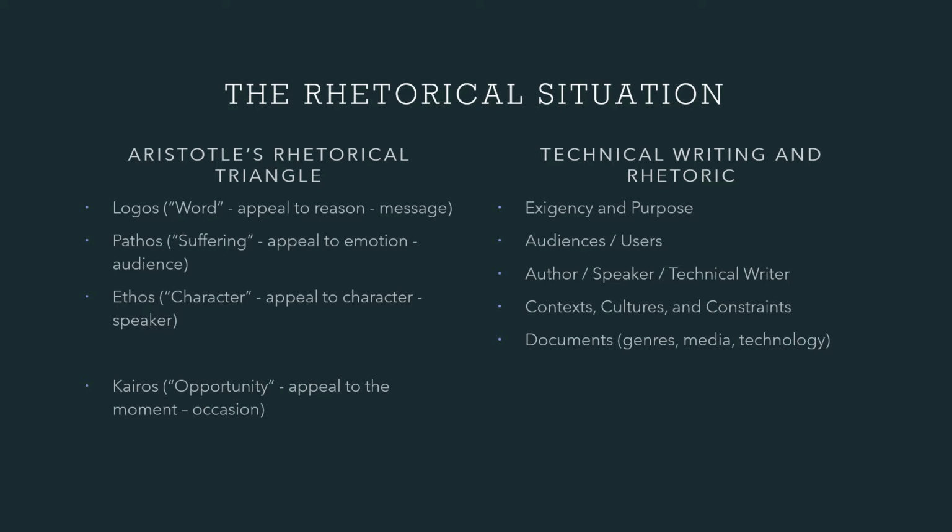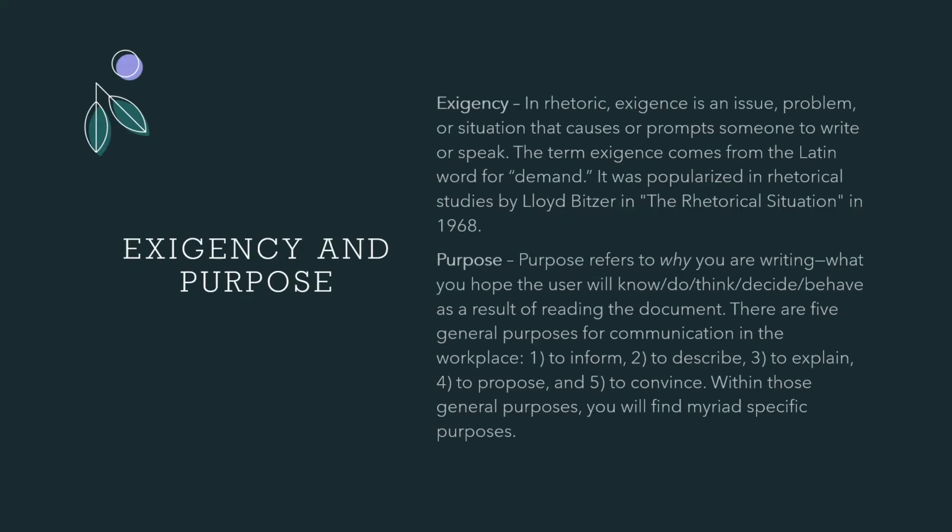So here are kind of the ways in which we see classical rhetoric transition into the field of tech writing. So we're talking about exigency and purpose, audiences and users, authors, speakers, technical writers, context, cultures, constraints, and documents. And you'll see some connections between then classical rhetoric and contemporary technical writing.